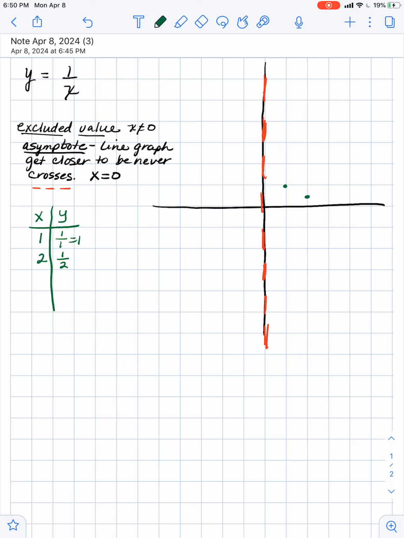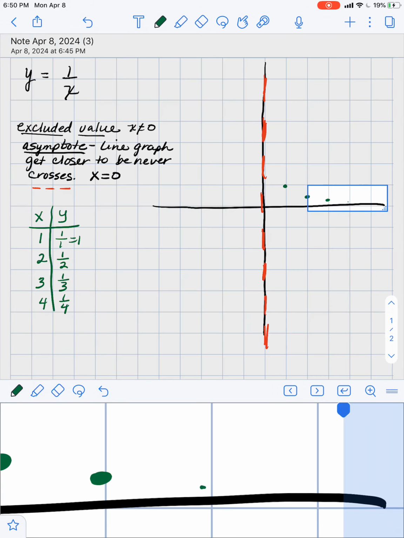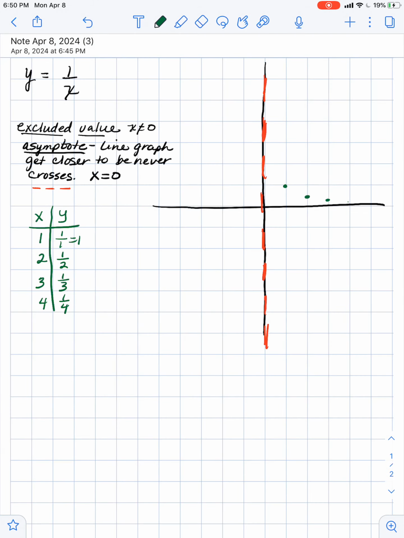Then I'm going to put in a 3. 3 would be a third. These become a little bit harder to estimate. 4 would be a fourth, and so forth. So we're going to keep getting closer and closer to that line there. You can see that in this case, it looks like we're getting closer and closer to the line y equals 0.